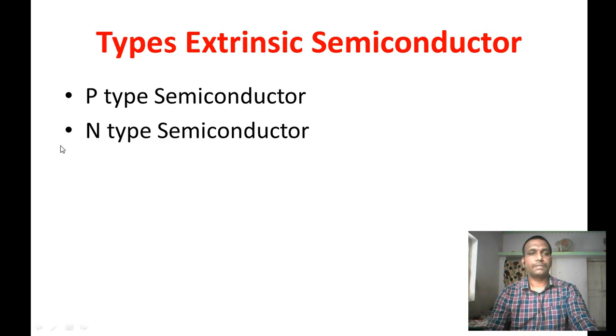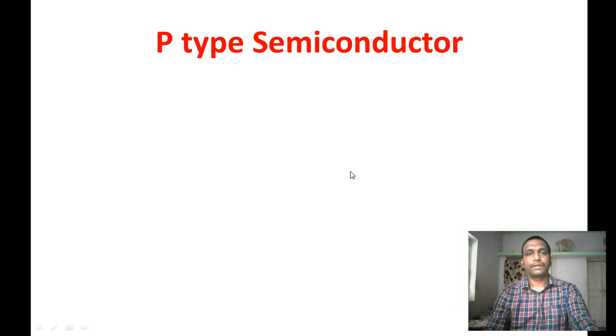So what are the different types of extrinsic semiconductor? An extrinsic semiconductor has two types. The first type is the p-type semiconductor and the second type is the n-type semiconductor. What does p-type semiconductor mean? A p-type semiconductor has a trivalent impurity.